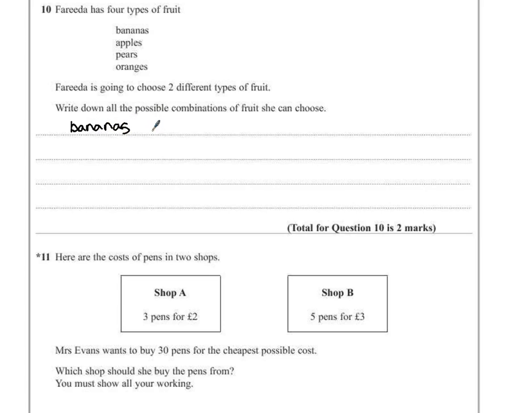Now you can also choose to abbreviate this using the letters B, A, P and O. That's usually acceptable as well. I'm just going to use the full word so you can see how all the combinations are being formed. So we have bananas and apples, bananas and pears.